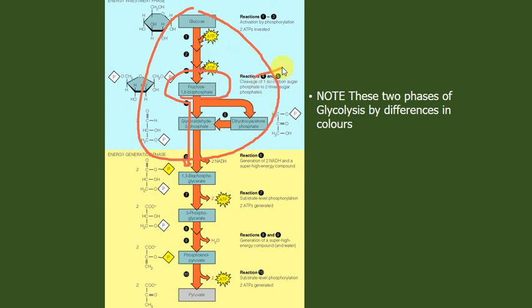So we phosphorylate in steps 1 to 3. We are breaking in step number 4, isomerizing in step number 5, then oxidizing in step number 6. After oxidizing, we are doing dephosphorylation, that is the removal of phosphate. Now, I don't want to discuss this because I will confuse you.